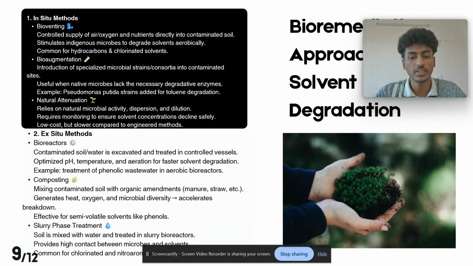Then next comes the slurry phase treatment. Here soil is mixed with water and treated in slurry bioreactors. It provides high contact between microbes and solvents, common for chlorinated and aromatic solvents. Each approach is selected based on the contamination type and its characteristics. That is, based on the contamination type and the site characteristics, either in situ or ex situ is selected.